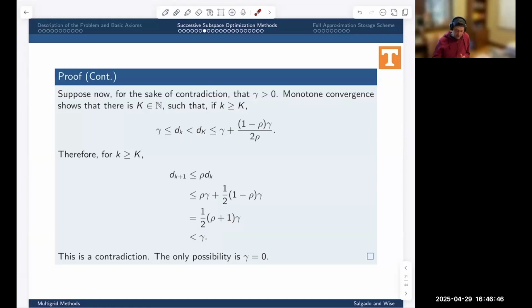So now I've arrived at a contradiction. I've said, if this is true, then the next one is actually going to be less than gamma. Well, what then could I have contradicted? Gamma is my limit point. The only thing that can be contradicted is my assumption that gamma has to be positive. So it must be that gamma is equal to 0. So that's the proof.